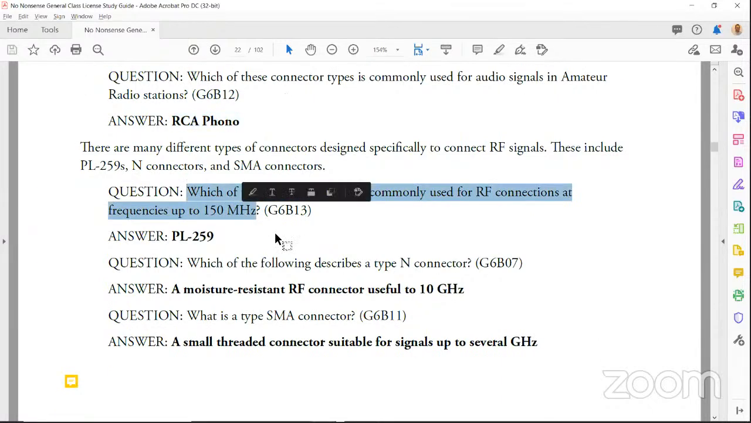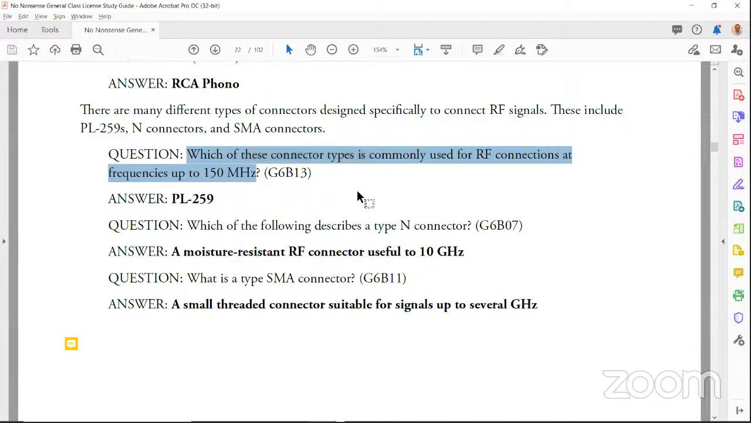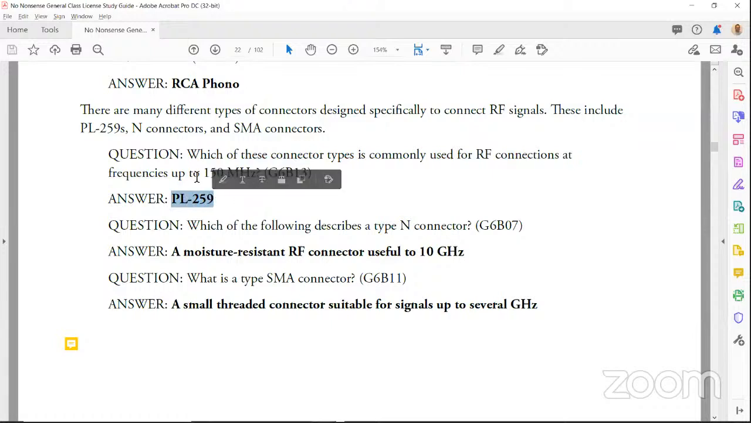Next question. Which of these connector types is commonly used for radio frequency connections at frequencies up to 150 megahertz? Again, we also dealt with that last class and the slide just at the beginning. We saw that the PL259 connector is good for up to 150 megahertz.